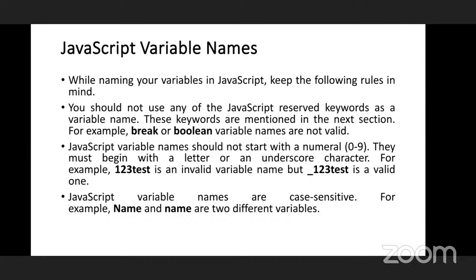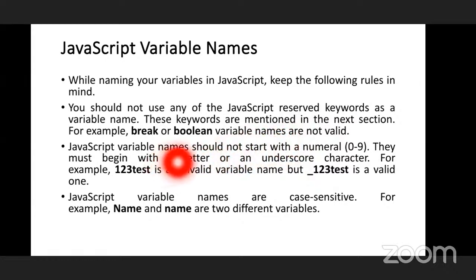It should not be a keyword. We should not use a keyword as an identifier or variable name. For example, break and boolean are keywords. If you use these keywords as a variable name, you will get an error. That is invalid. You should not use any keyword as a variable name.